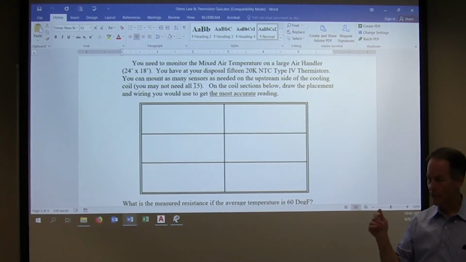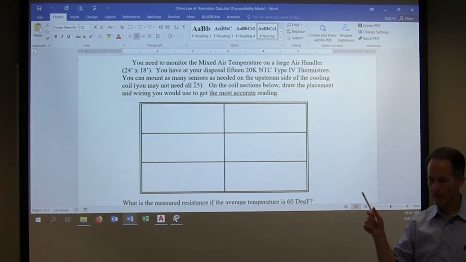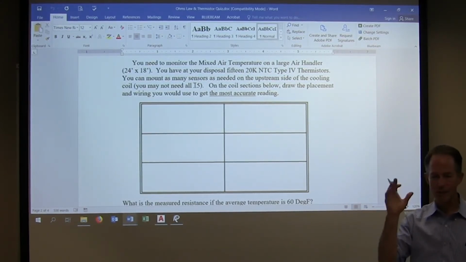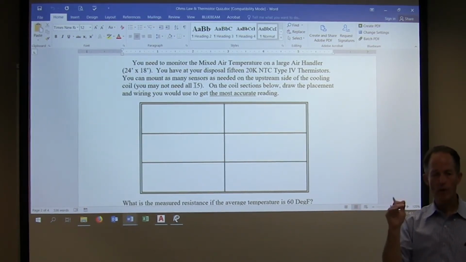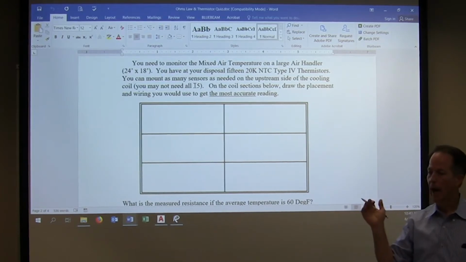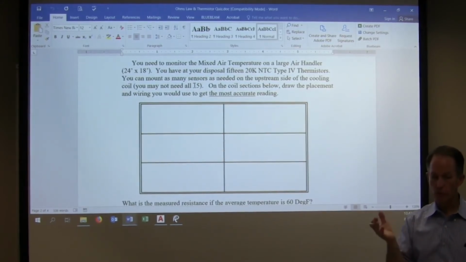Number 6 is one step harder. Say one of the sensors that you use fails, and I'll tell you right now, you're going to use 9 sensors. I'll give you that hint. Say one of the 9 fails. How does that affect the overall resistance that you see at the controller?